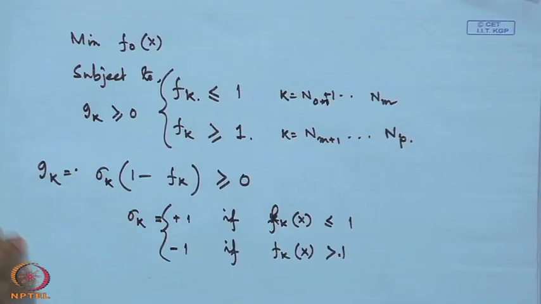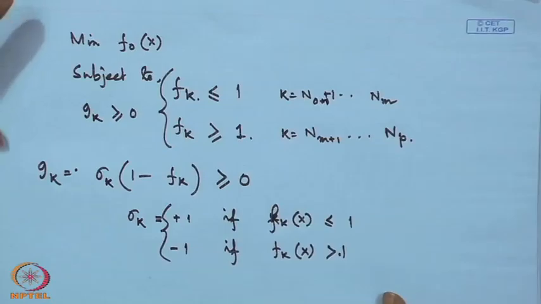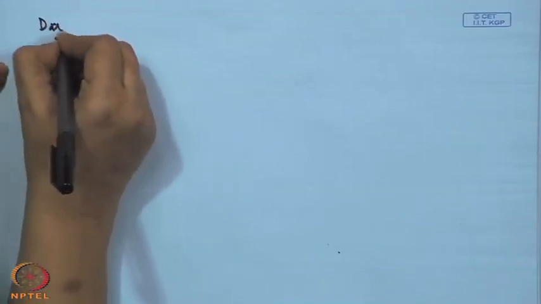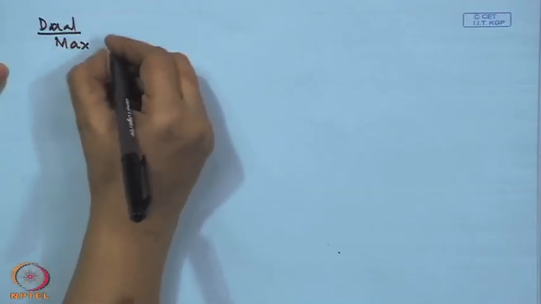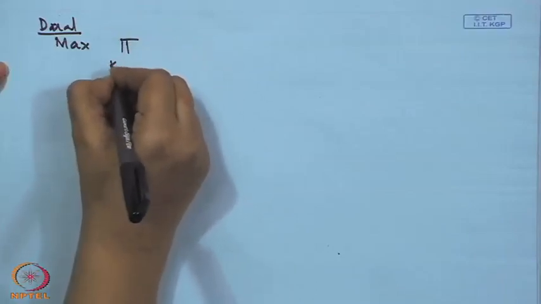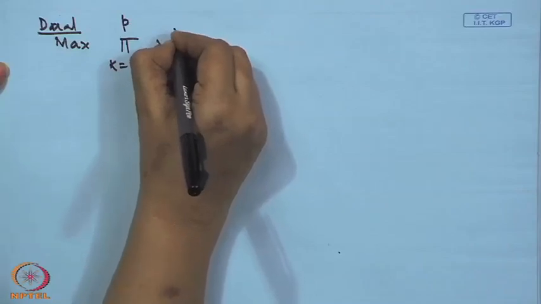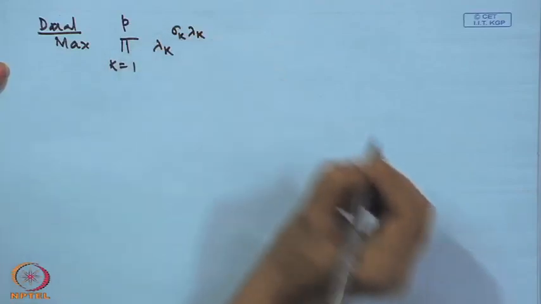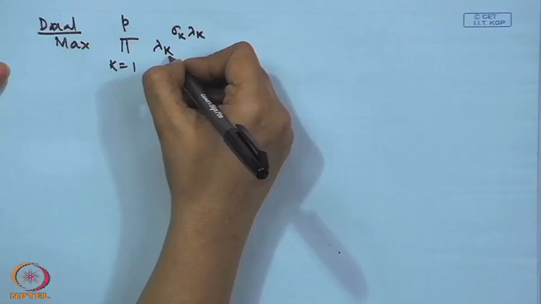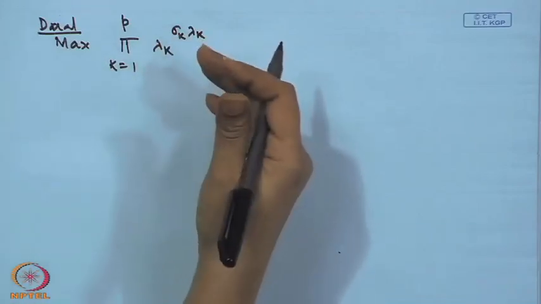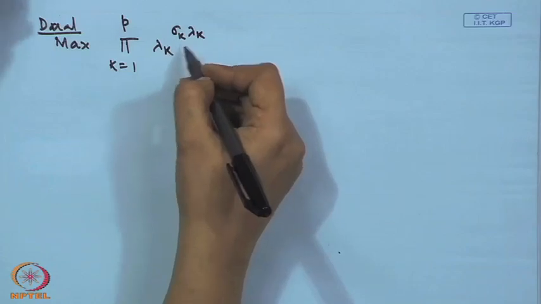Now, here also the same thing, this is the primal problem for us. We can go for the dual of it, and I am just writing down the dual form next, for the same primal. Maximize the product for k equal to 1 to p of lambda k to the power sigma k lambda k, because these lambda k's are coming from the set of constraints, and the signum function is involved.